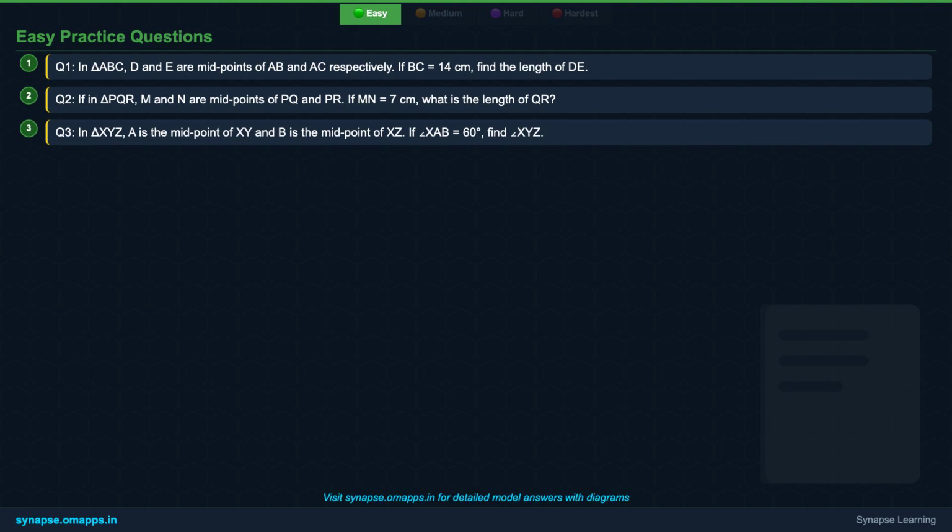Question 1. In triangle ABC, D and E are midpoints of AB and AC respectively. If BC is equal to 14 centimeters, find DE. Question 2. If DE is equal to 7 centimeters, what is BC? And question 3. In triangle PQR, S is the midpoint of PQ, T is the midpoint of PR. If angle PST is equal to 70 degrees, find angle PQR. Think about the parallelism. Good luck.